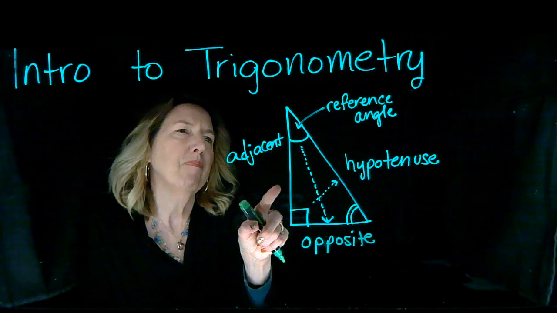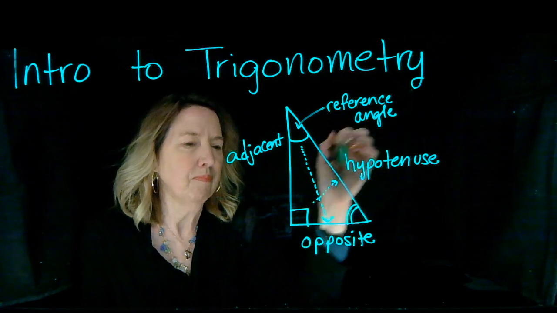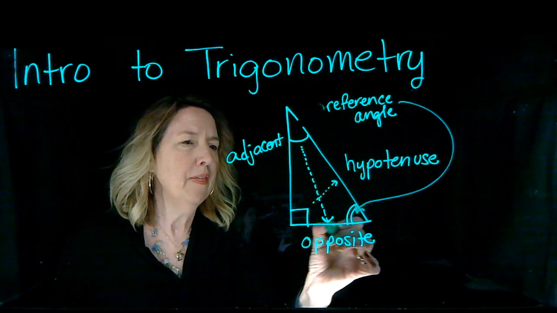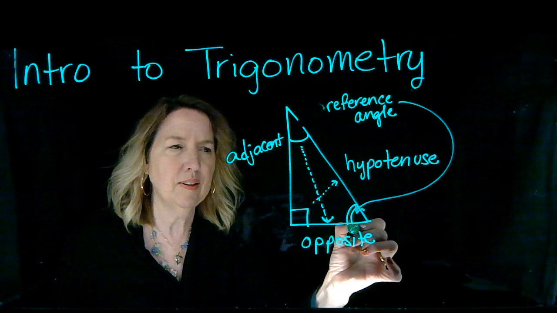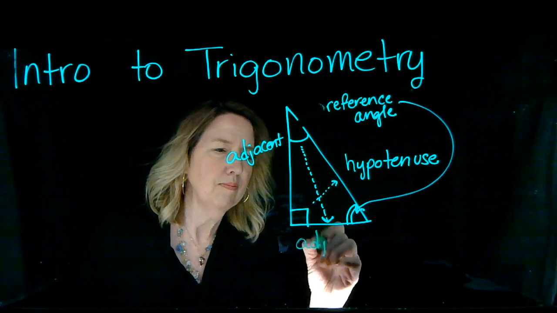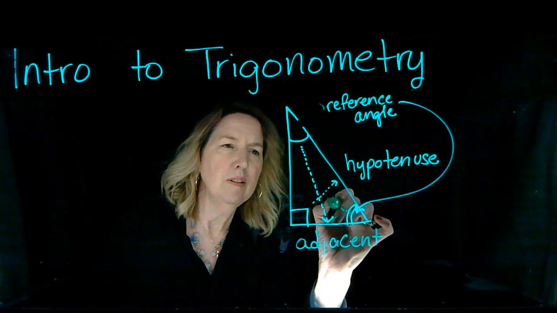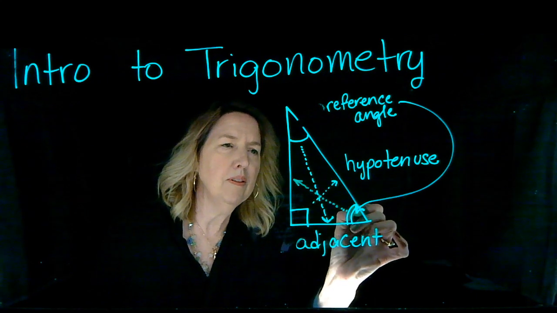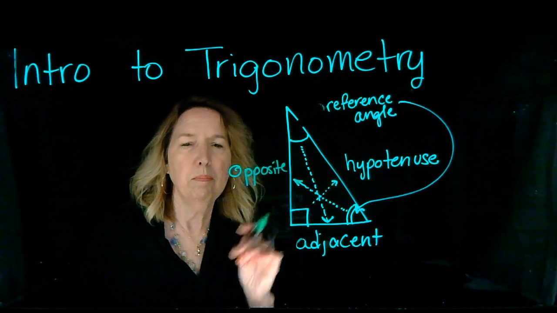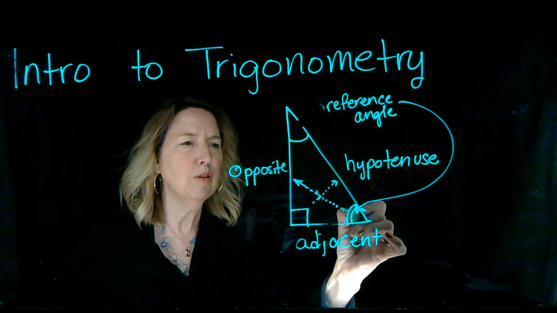That's important because if we chose this angle as the angle of reference, then this side here is no longer opposite. It's touching it, so now it's adjacent. And that means that this side, all the way across from this angle, is now opposite. Because it's opposite what? It's opposite that angle of reference over here.